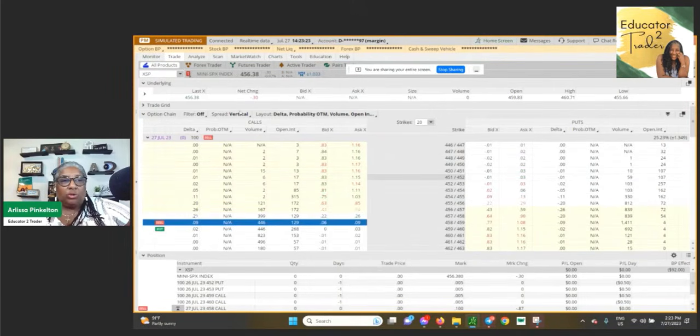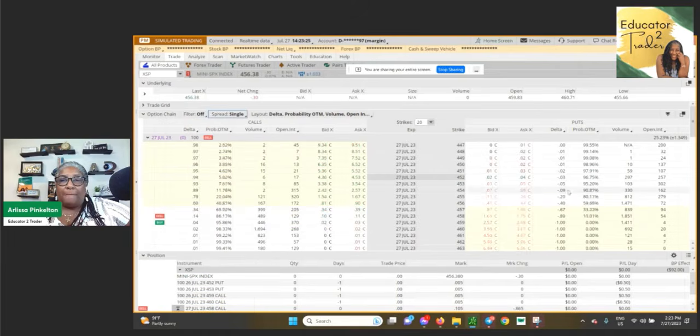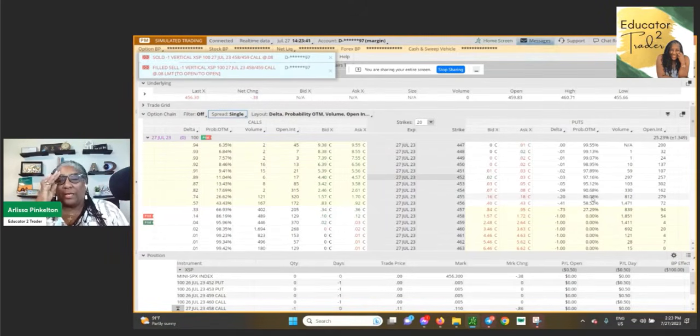And then let's go look at the put credit spread side. We're looking here at probability out of the money, because as a seller, you want to be out of the money at expiration. My $8 picked up already.